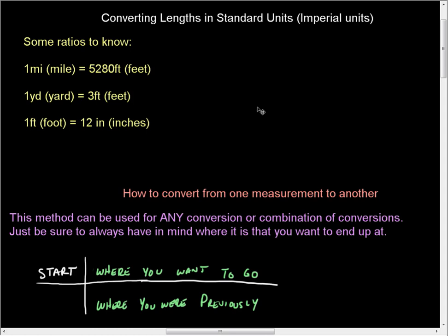In this video, we're going to be looking at converting lengths in standard units. These are also called imperial units. The true standard unit is, strangely enough, the SI units, which are also known as metric in the United States. But the SI units consist of meters, kilograms, grams, that sort of thing, and are much easier to work in.